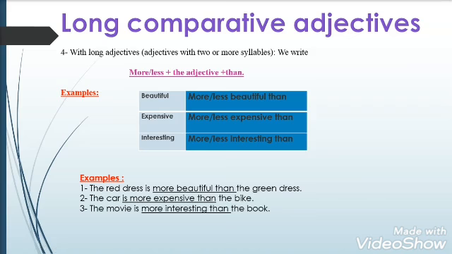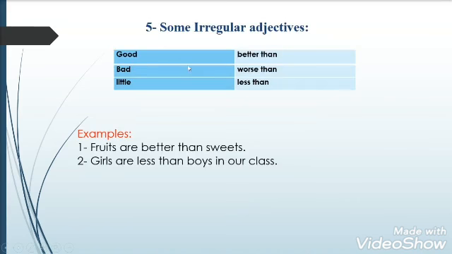Come on everybody, we have another important rule for the comparative adjectives. Come on, let's check together. Some irregular adjectives. Some adjectives are a little bit different. They're like, look at me, I'm not going to add er or anything, or more or anything. I'm going to change completely.